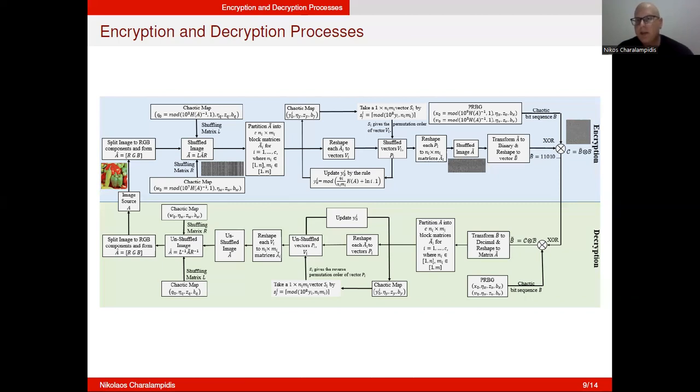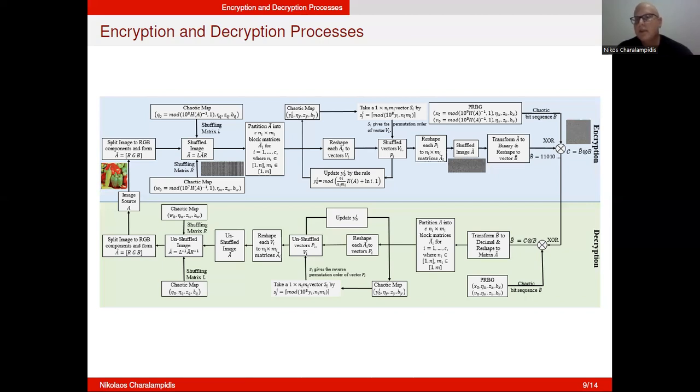Then we shuffle vectors VI into PI vectors with initial condition Y0I and corresponding control parameters. And after each time we obtain a PI vector, our initial condition Y0I changes from I1 to C. Then we reshape each PI to Ni times Mi matrices A tilde I, and we put them one next to the other, and finally we obtain our shuffled image A tilde.